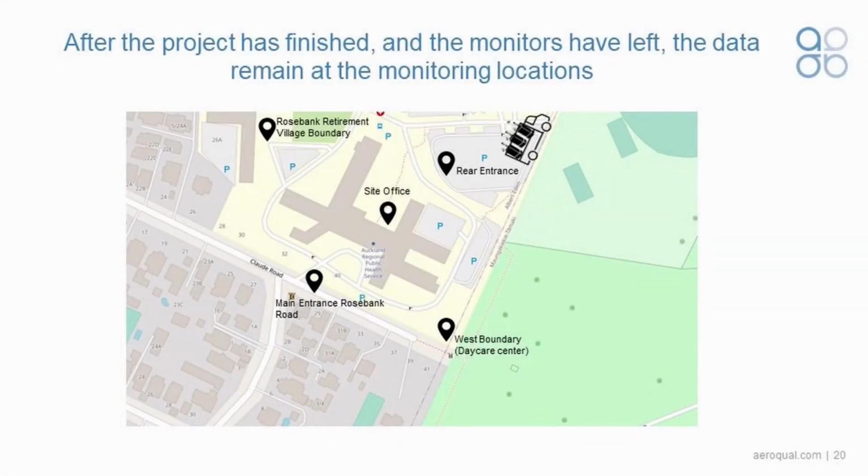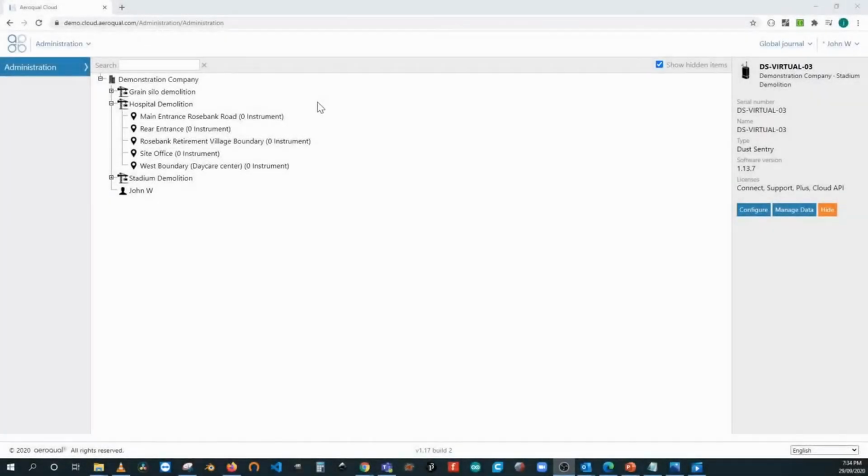Of course, the project's going to finish at some time after the demolition project is over. The instruments are removed, perhaps they're at a different project now. If you go back and look at hospital demolition in Cloud, you can see there are no instruments there anymore, but there are monitoring locations. The instruments may be at a new location, stadium demolition, which is the latest project, but we do have these monitoring locations left behind from our hospital demolition.